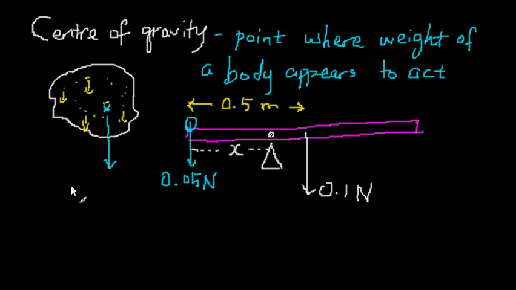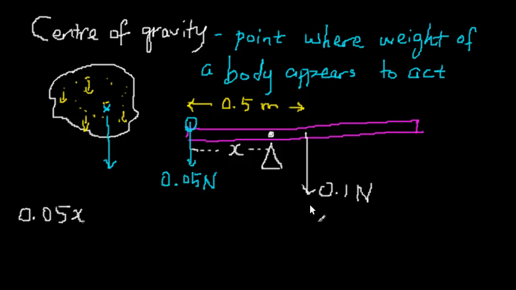So I'll start by writing down the anti-clockwise moments. This force would tend to turn the ruler in the anti-clockwise direction. So anti-clockwise moments would be the force times the distance. So this times this. 0.05 x. That's the anti-clockwise moment.